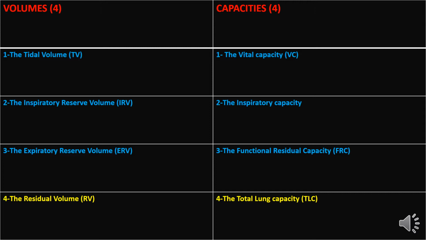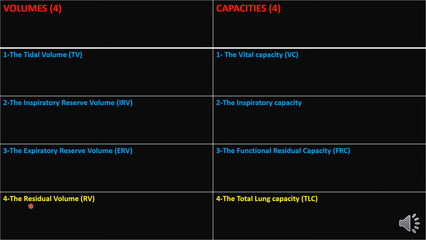There are four volumes and four capacities. The four volumes: the first is tidal volume, inspiratory reserve volume, expiratory reserve volume, and the residual volume. Tidal volume TV, inspiratory reserve volume IRV, expiratory reserve volume ERV, and the residual volume. I make the residual volume yellow, and also the total lung capacity. I will tell you in the next slide why I make it a different color. Just keep in mind these two are easy to memorize. Here these are the reserve volumes, and the last is the residual volume.